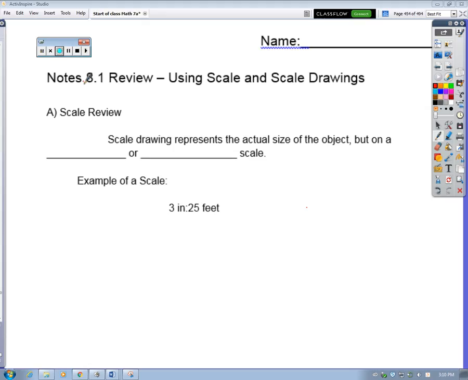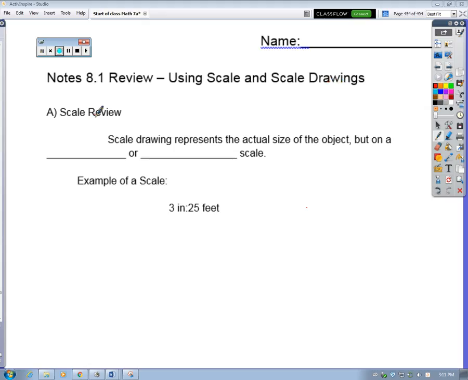We're going to be taking a look at 8.1. Again, we did this right before break. We were using scale to convert the actual size of an object into something smaller that we could draw on paper. We also did those really cool coffee shop design projects that you guys did so well. So these notes are just going to be a review of that, just to recap what it is we did so that we remember how to do that. Okay, so we're going to be using scale and some scale drawings.